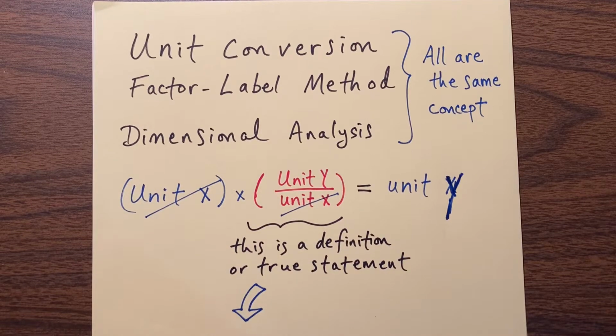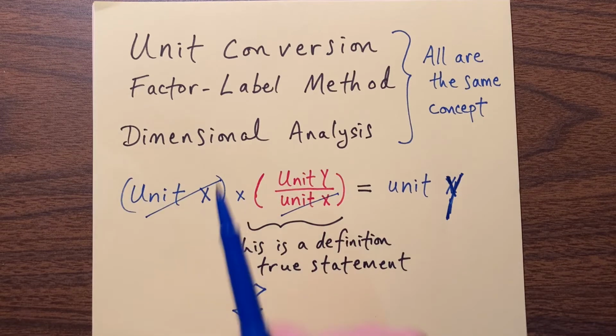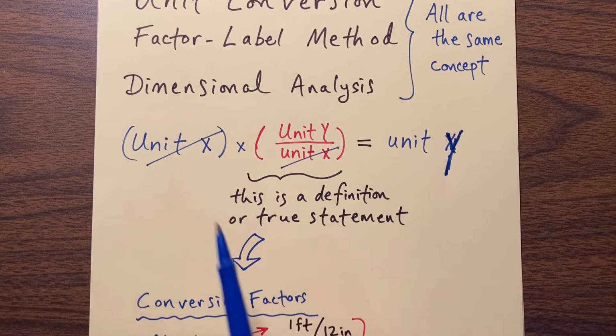The last topic I want to discuss for Chapter 1 before we move on to actual chemistry topics in Chapter 2 is unit conversion. And I've already shown you some of this in lab last week. Unit conversion is also known as the factor label method or dimensional analysis. They all mean the same thing.